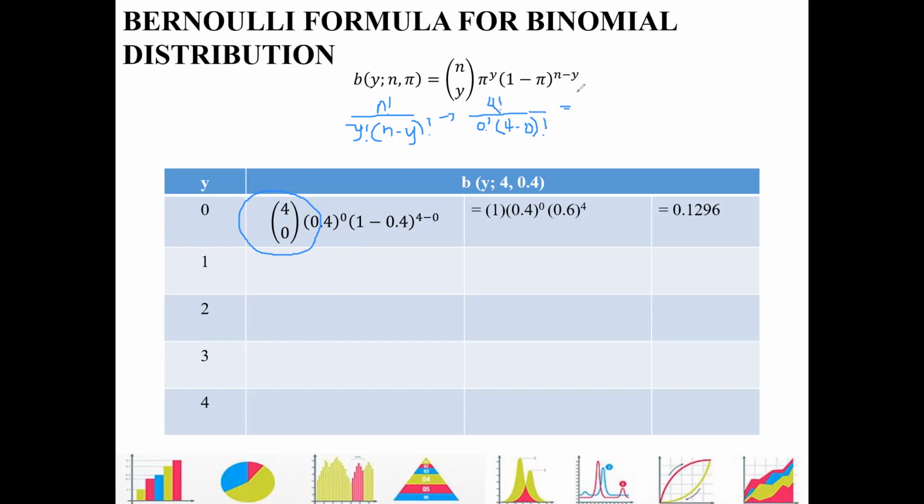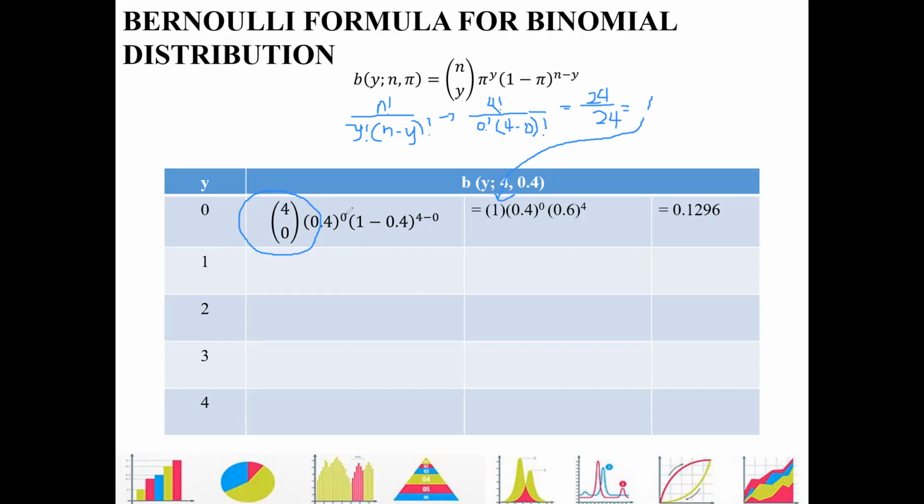So, 4 factorial is 4 times 3 times 2. That is 12 times 2, 24. 0 factorial is 1. 4 minus 0 is 4. 4 factorial is 24. So, that is equal to 1. So, ito yun.